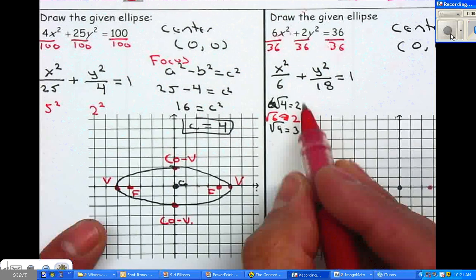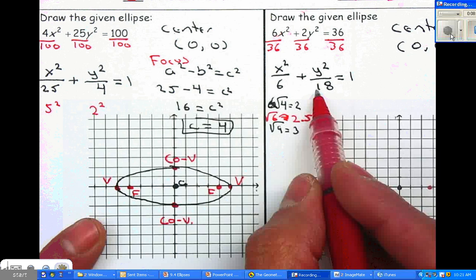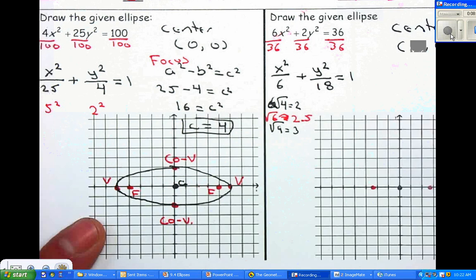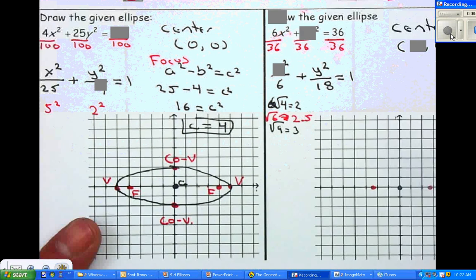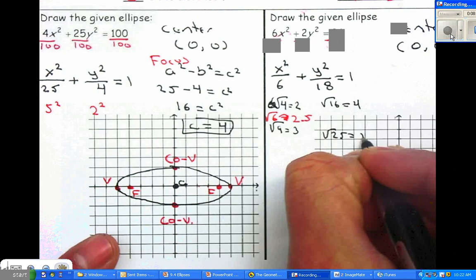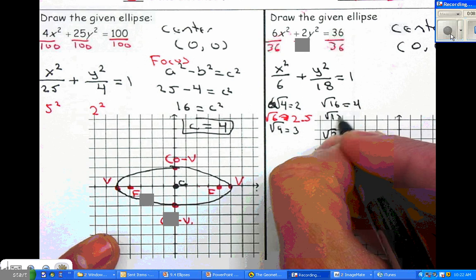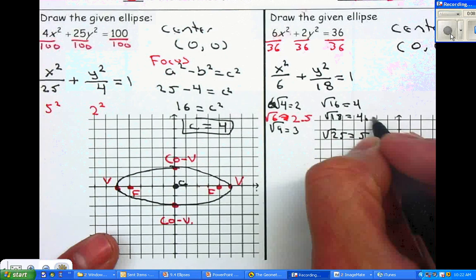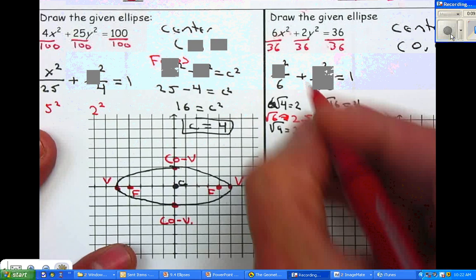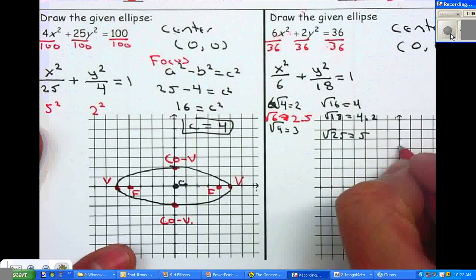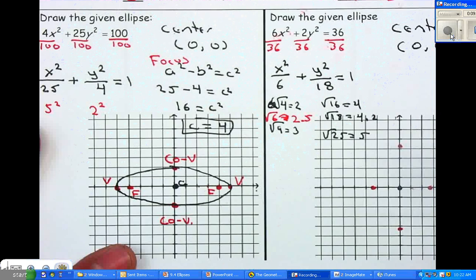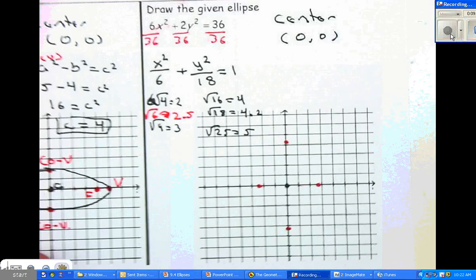Now we're going to do the same thing with 18. The square root of 16 is 4. The square root of 25 is 5. So the square root of 18 is actually closer to 16. So this will be about 4.2, 4.3. It's under the y, so I'm going to go up 1, 2, 3, 4.2, and I'm going to go down 4.2. Now I can shape my ellipse.